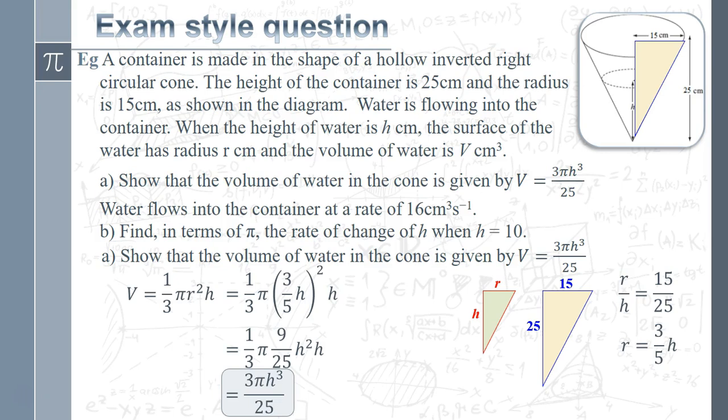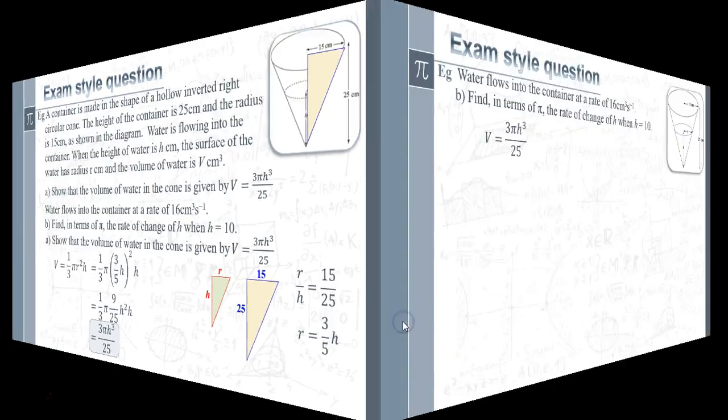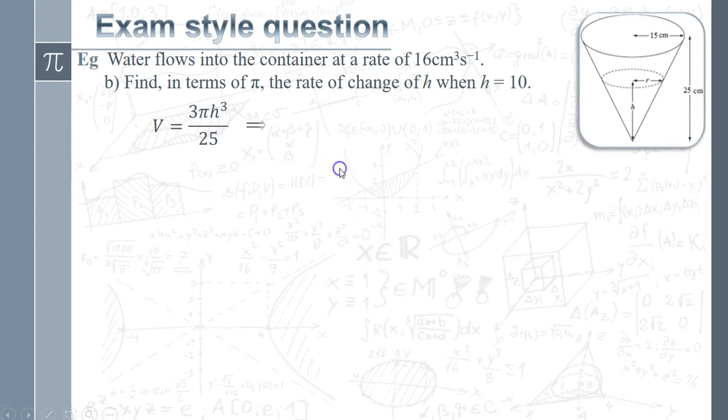We haven't got to the connected rates of change bit, but let's get to that now. We're told water flows into the container at a rate of 16 centimetres cubed per second. So here we go. We've got a rate of 16 per second. We've got a volume, so let's start off, well, we know we're going to use this. Let's start off by differentiating that. dV/dh is going to be 9 pi h squared over 25. We've got our rate at the top there, that's dV/dt, which is 16. And we need the rate of change of h, so that's going to be dh/dt.